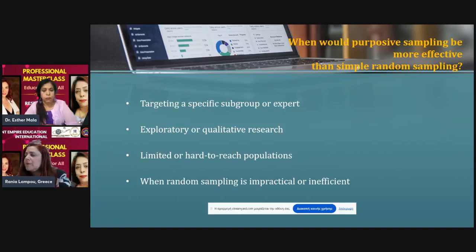When you want to conduct exploratory or qualitative research, so when depth and detail are more important than generalizability, researchers deliberately select cases that are information-rich to gain deeper insights.